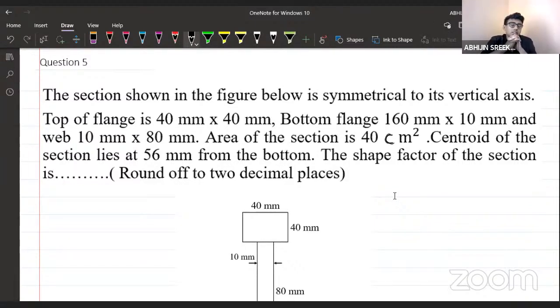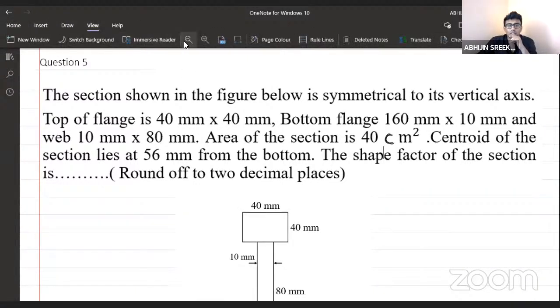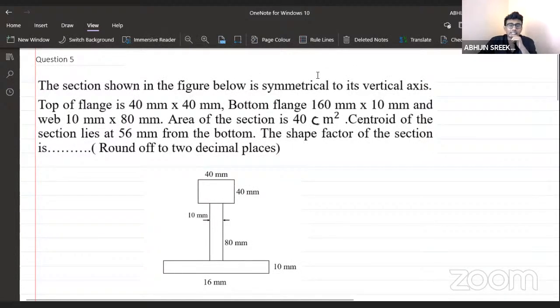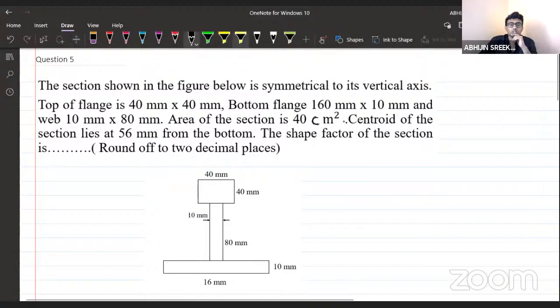Read the question properly. I will show you the figure along with this question, so that it will be easy for you to read and understand the question. All the details are given. It's an I section. This is actually not there, but even if it is there, you have to assume it like this. All the units are given here in mm, but you can take the dimensions as per your convenience. I need you people to calculate the shape factor.